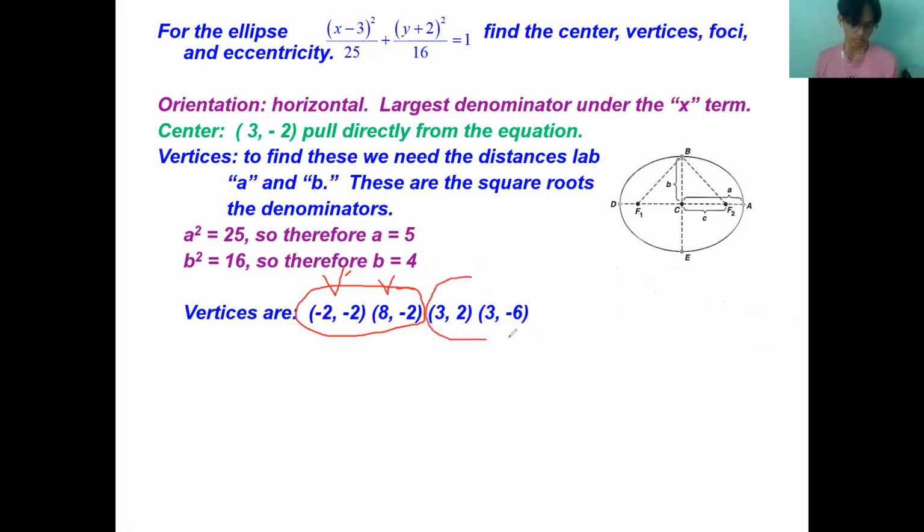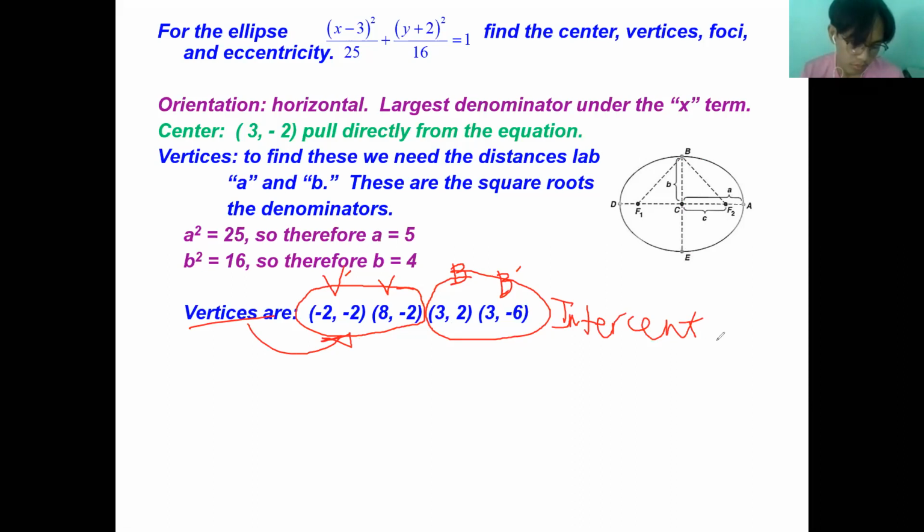These values are your intercepts, B and B prime. Okay? Wrong is here. Vertex is only that one. So this is your intercepts. Okay? So from the center, the coordinates of the center, going to the right is your vertex, going to the left is your vertex prime, going up is your intercept, going down is your intercept prime, which is noted by the following coordinates.